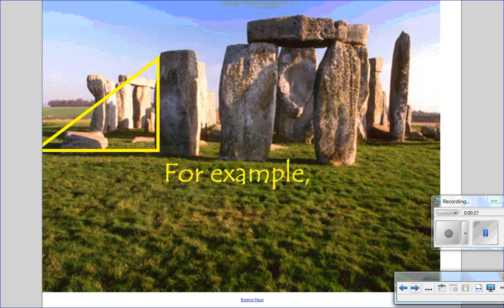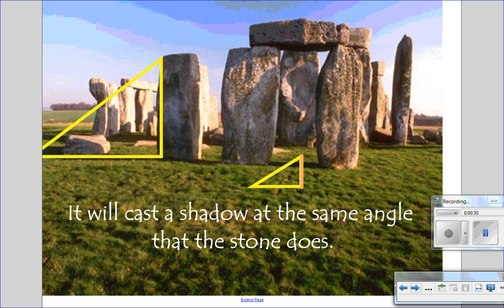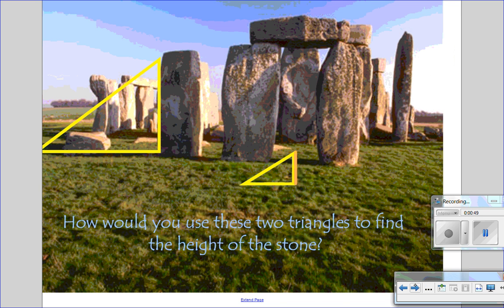So if we see this triangle, for example, you could create a similar triangle with a meter stick. And it'll cast a shadow at the same angle that the stone does, as long as you do it at the same time of day with the sun coming in. And we have our sun coming from this side. Here's our sun shining over here. You can't see it on the picture. It's there. And how would you use these two triangles to find the height of this large stone?